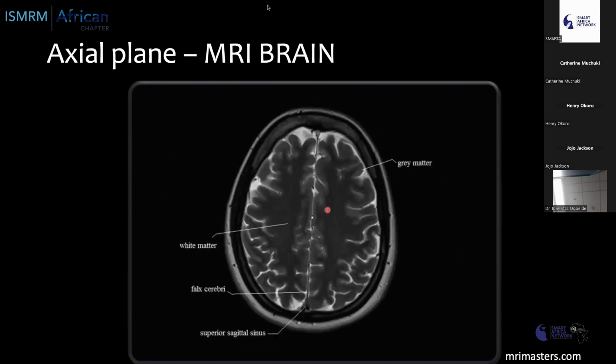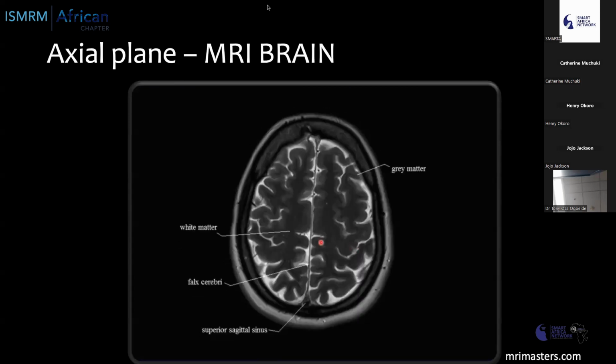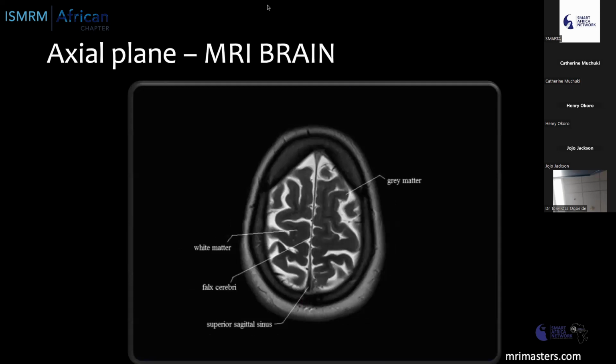lateral ventricles, and as we go up, we see the centrum semiovale, the white matter. We see the hand knob, which is the central sulcus, so the precentral gyrus and the postcentral gyrus, denoting the motor and the sensory strips. Okay, so we go towards the vertex and we see all the extra-axial CSF spaces and the falx cerebri in the midline.